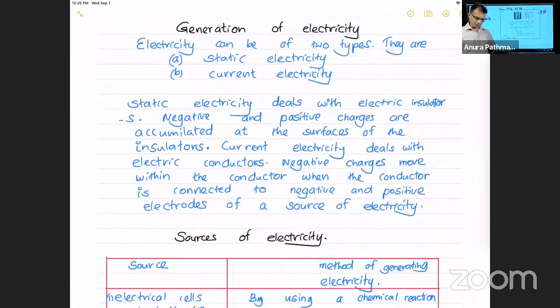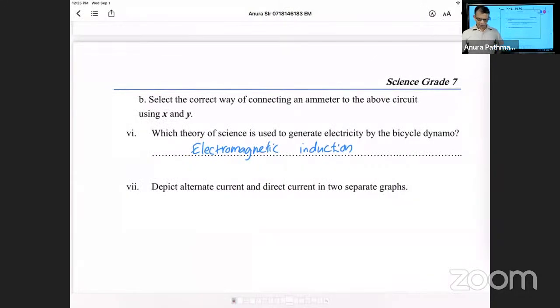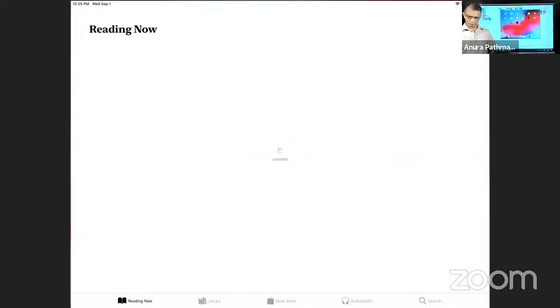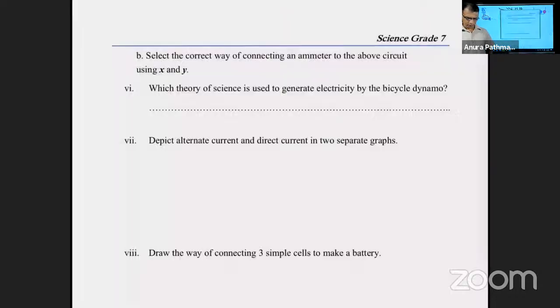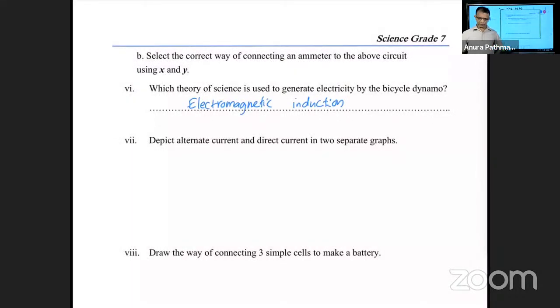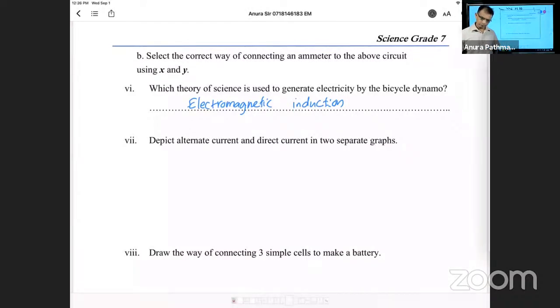Message for the newcomers. Getting back. Depict alternate current and direct current. Depict alternate current and direct current in two separate graphs. Okay, sir.